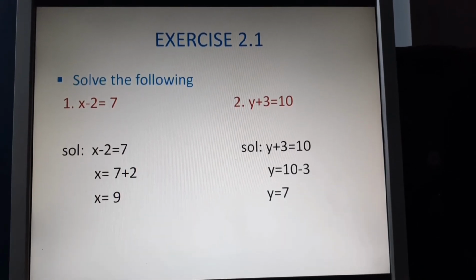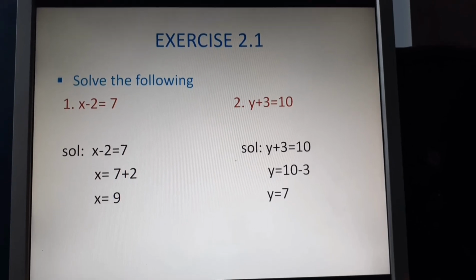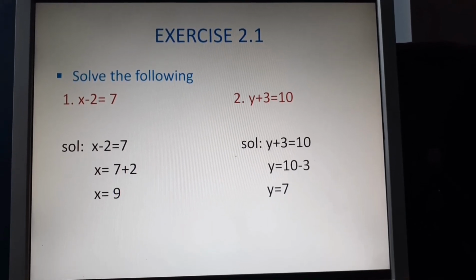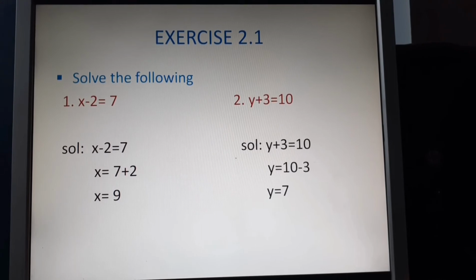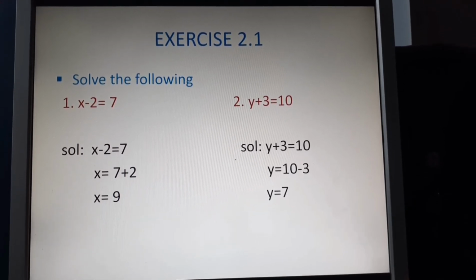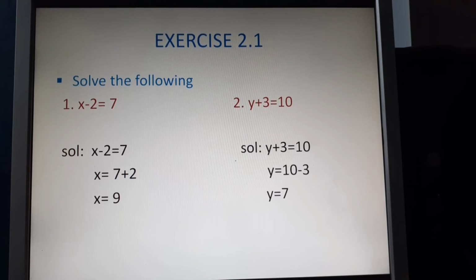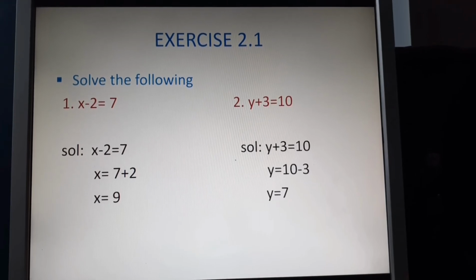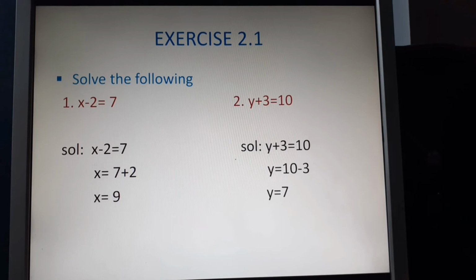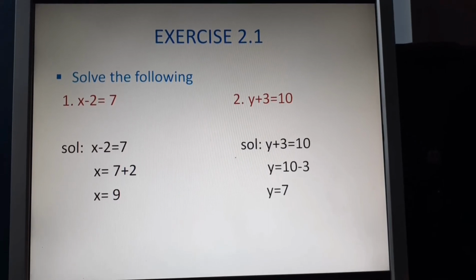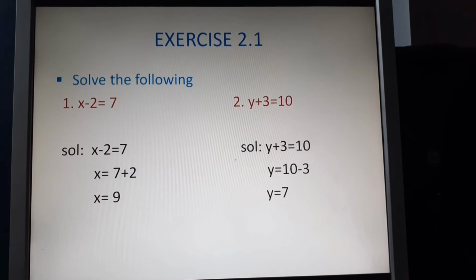If you want to check it, follow the previous problem. That is, put y equal to 7 in the left hand side of your equation. 7 plus 3 is equal to 10. So, here also the left hand side as well as the right hand side are both the same. So, your solution is also a correct solution.